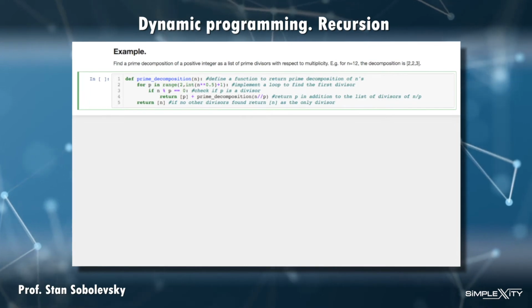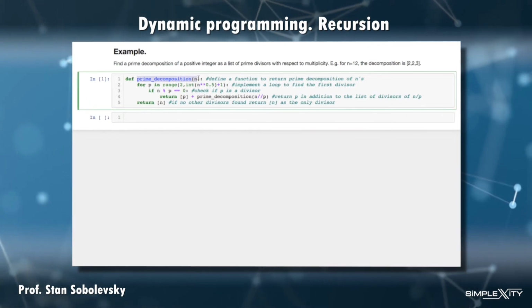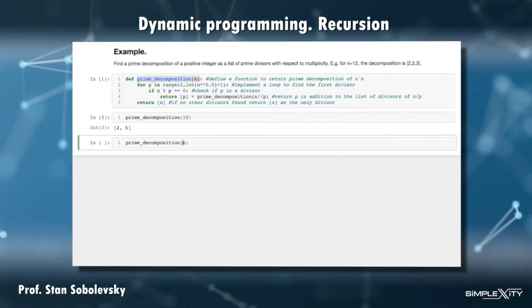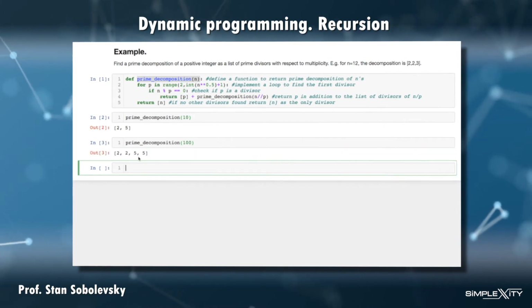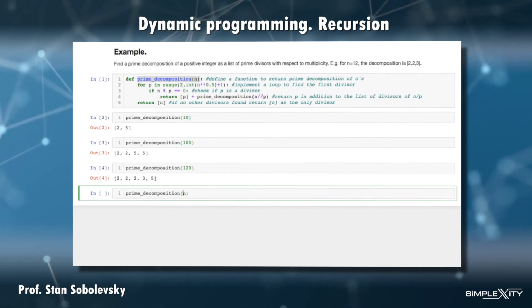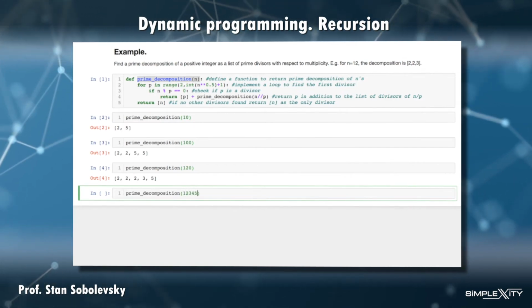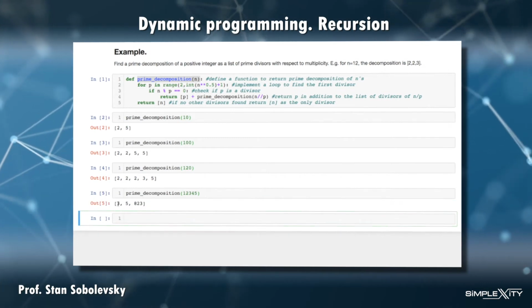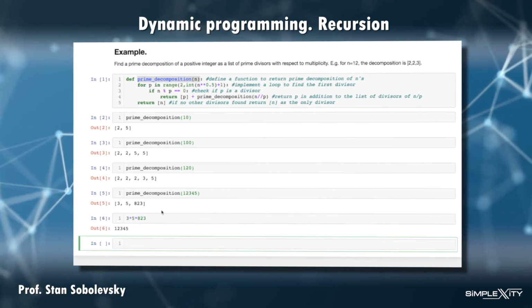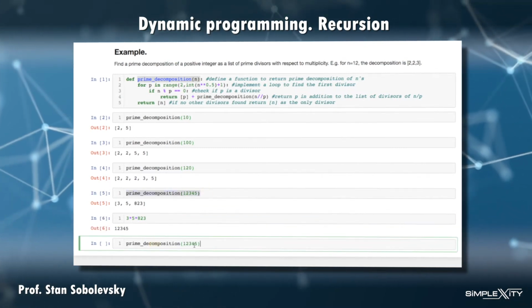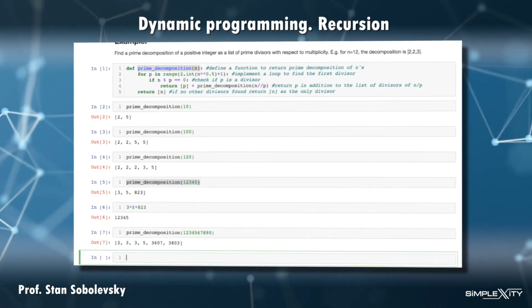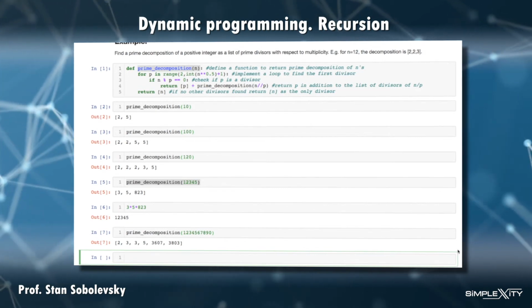Does it actually work? Let's try it first for a small number like n equals 10. 2 by 5, correct. 100. 2 times 2, 2 times 5, correct. 120, correct. Something more complex, we can check that it actually works correctly. Exactly. Now let me try a really large number, like 67890. It still works pretty fast, and you can check that it actually works correctly.